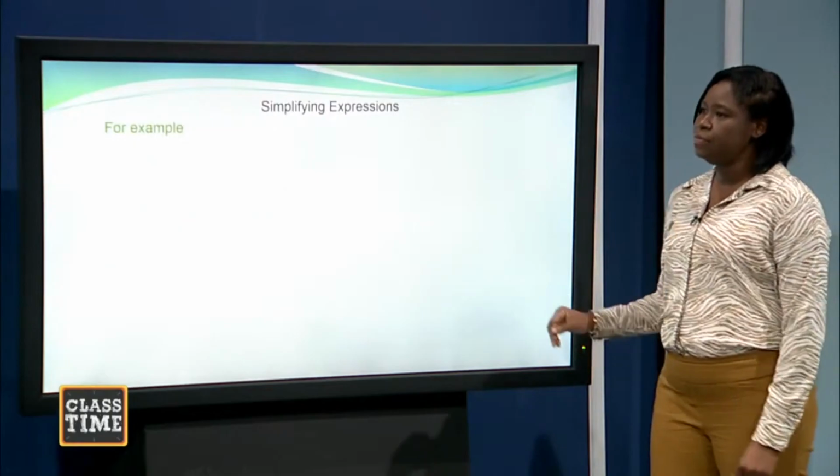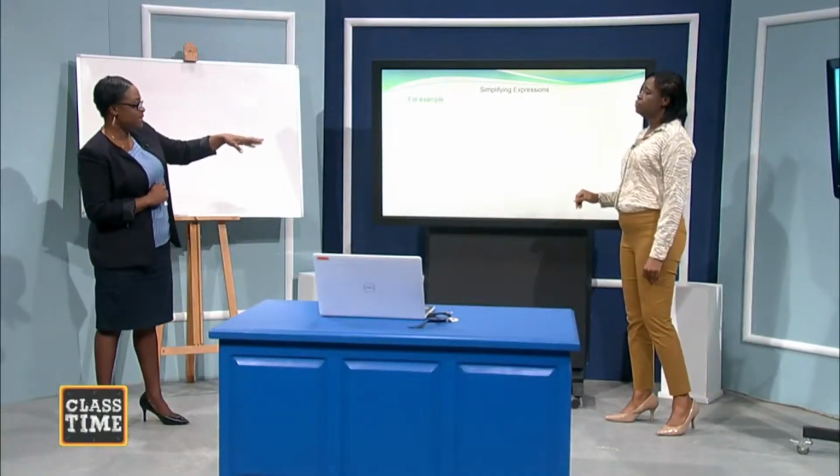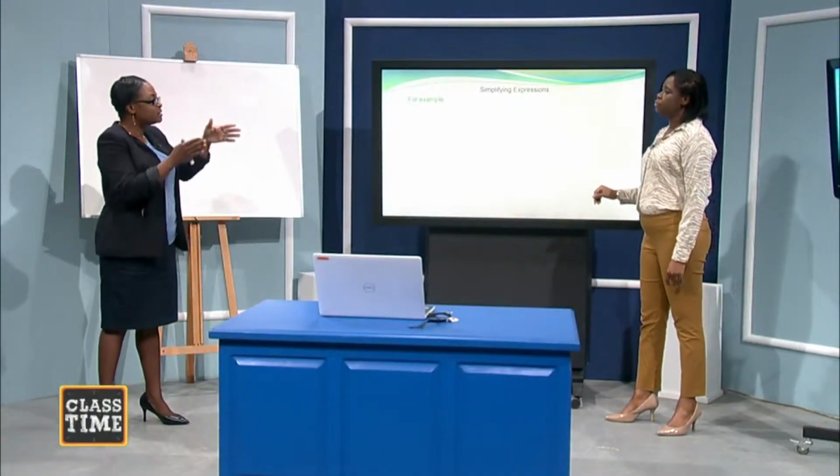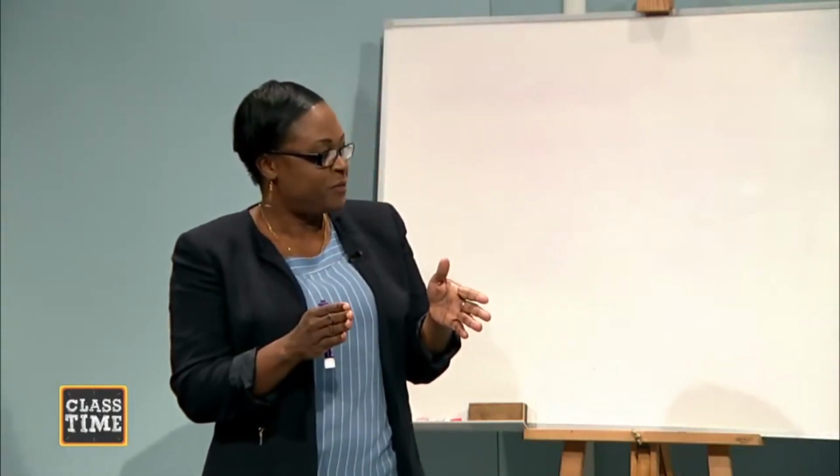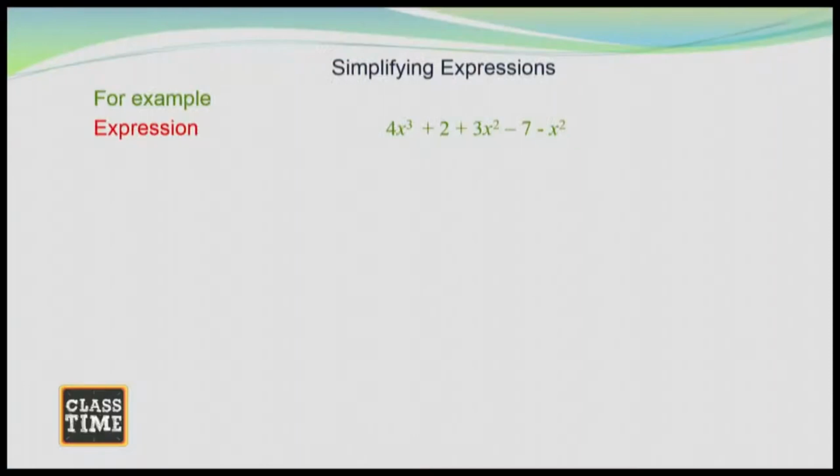We are able to simplify this because they are like terms. They are like terms, the x variable with the x, with the same exponent.